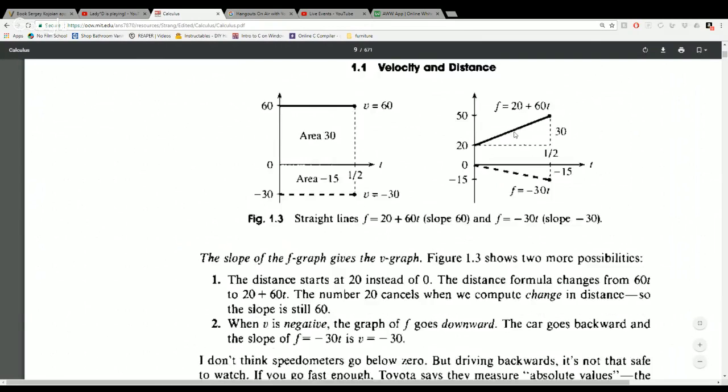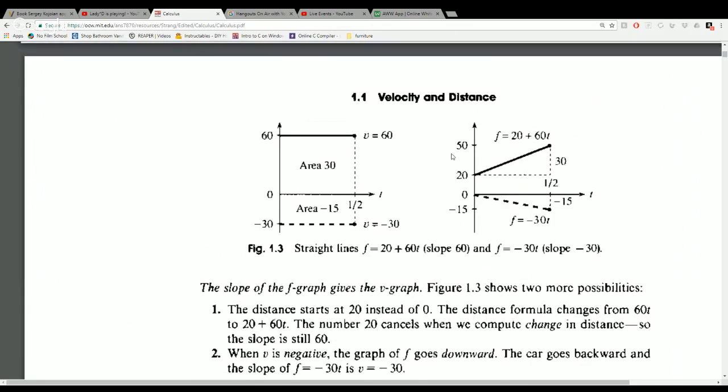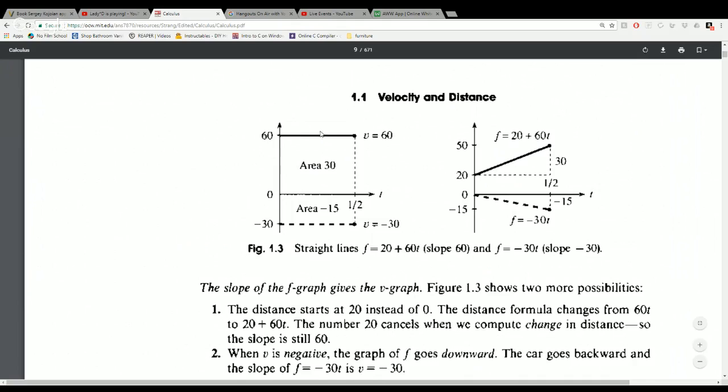Velocity and distance, 1.1. Let's see. So we have a couple graphs here. Let's take a look. The right graph, f equals 20 plus 60t. So this is a line. The y-intercept is 20. So we can assume the car no longer starts at the origin, but starts 20 kilometers down the road. It's traveling at 60 kilometers per hour. We see the v function on the left here. It's the constant 60. Let's give this a read.